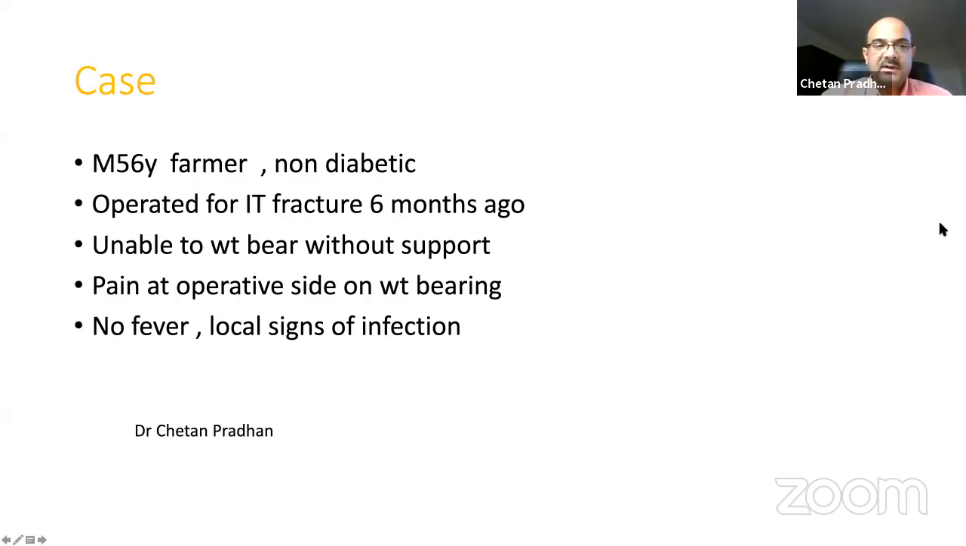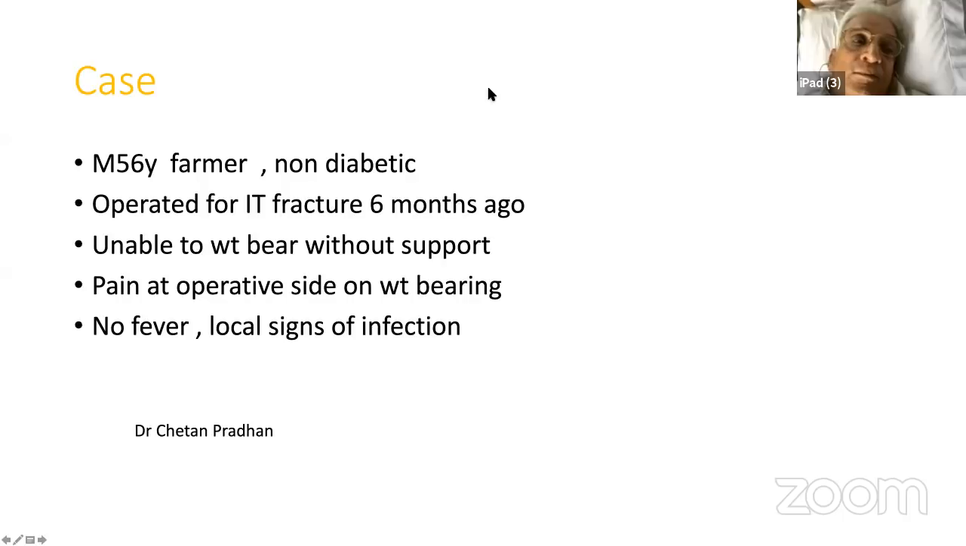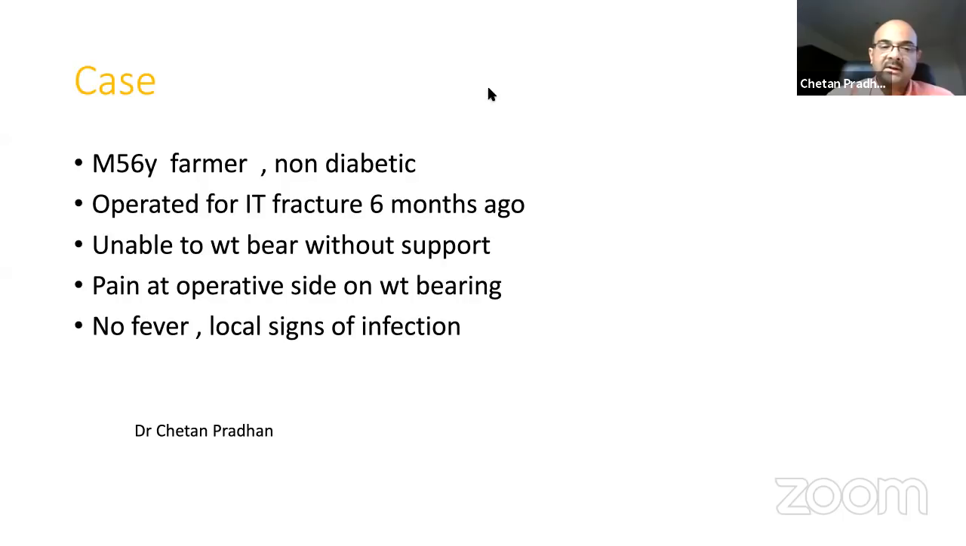So go back to the history. This is just a case to analyze. This is a 56-year-old farmer, not diabetic, who came to me with an intertrochanteric fracture which was fixed with a PFN, the old 2-screw PFN, 6 months ago. He came to me because in spite of 6 months post-operatively, he was not able to bear weight without support. He was limping, and there was pain at the operative site on weight bearing. On clinical examination, there was no fever or any sign of infection locally.